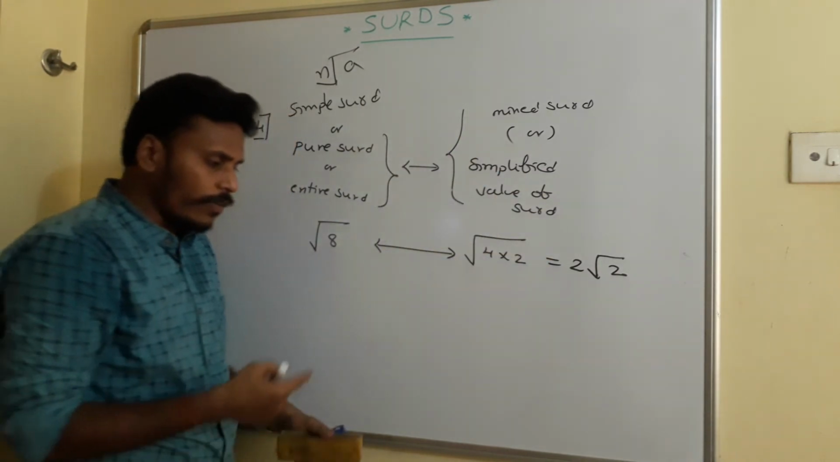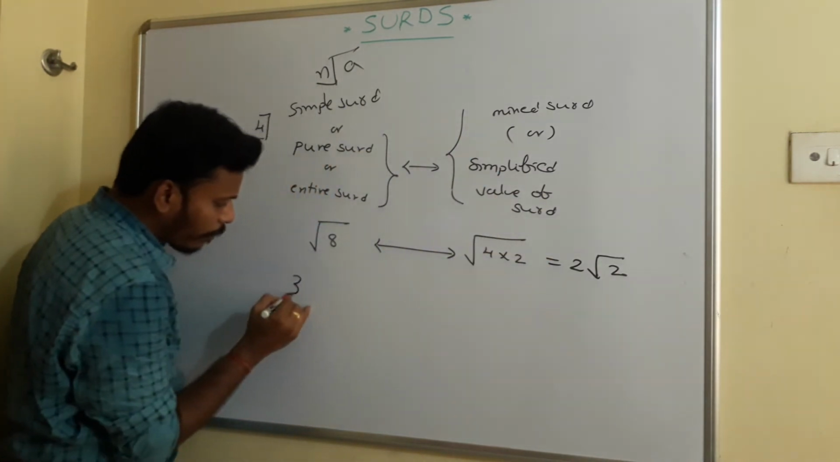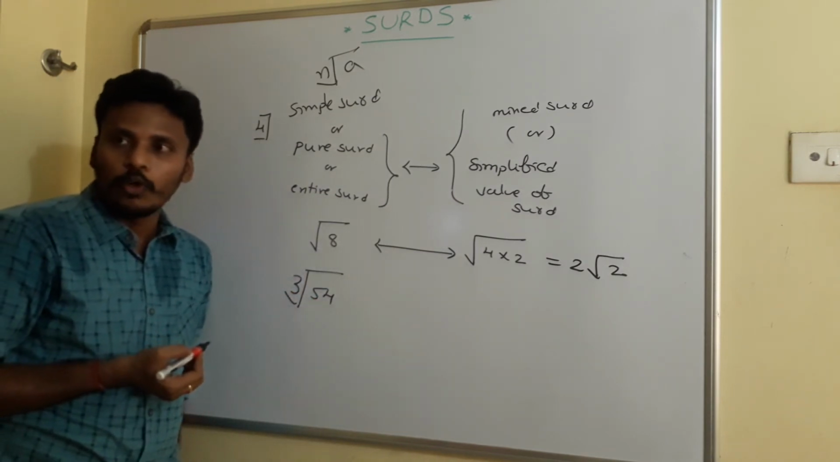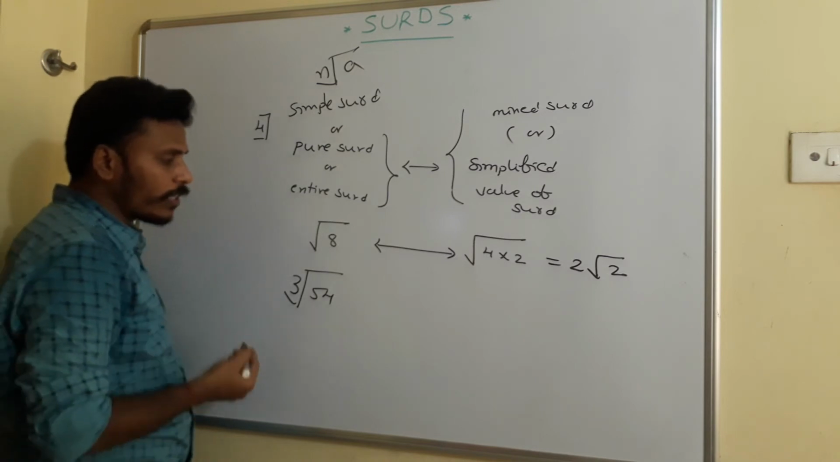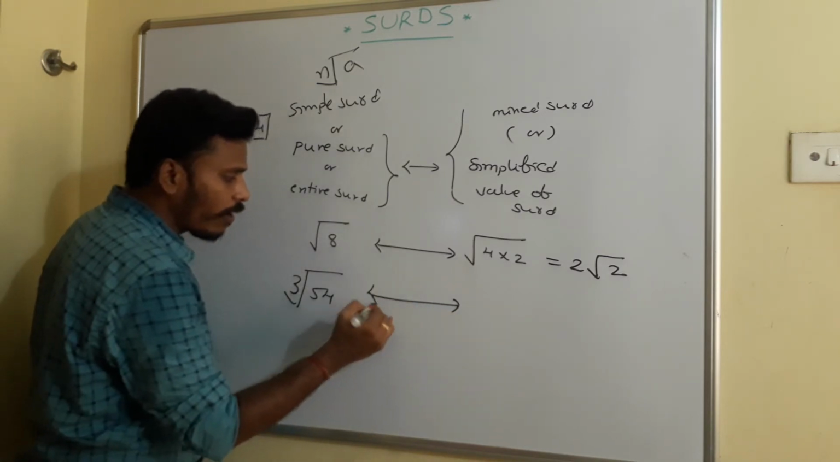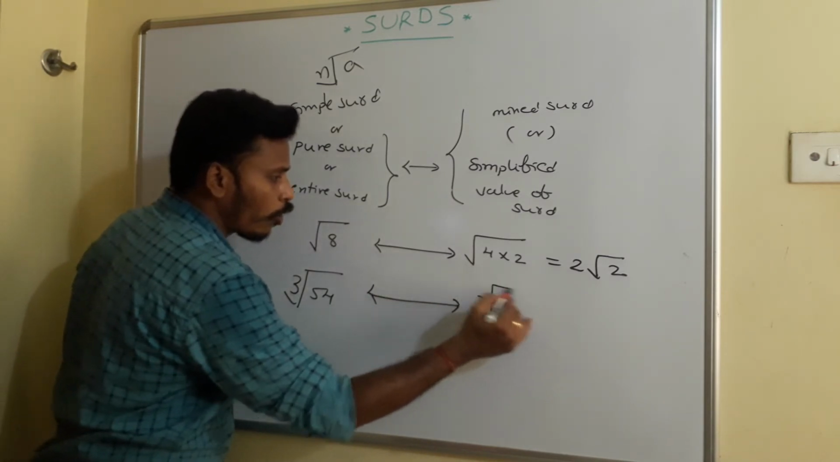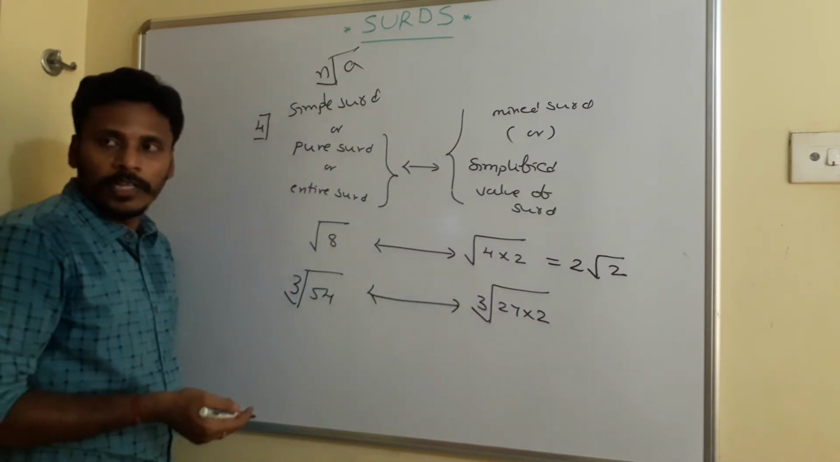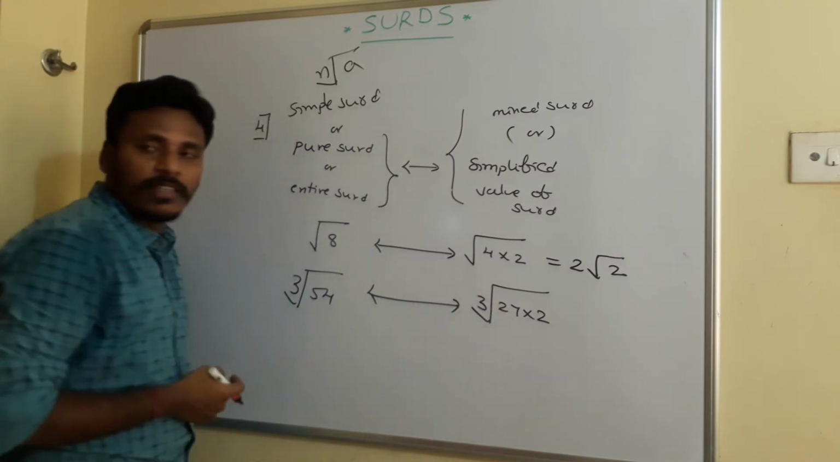So like that we are going to take some more examples. For example, cube root of 54. How can you simplify cube root of 54? If you try to simplify the cube root of 54, we will write it like cube root of, again, something like 27 into 2. 27, 2. And I think you know that 27 is 3 cube.